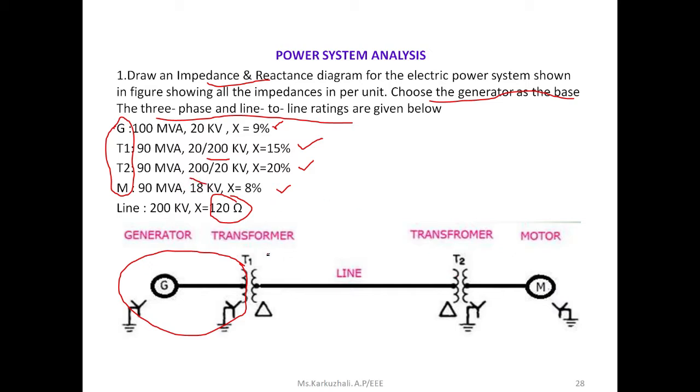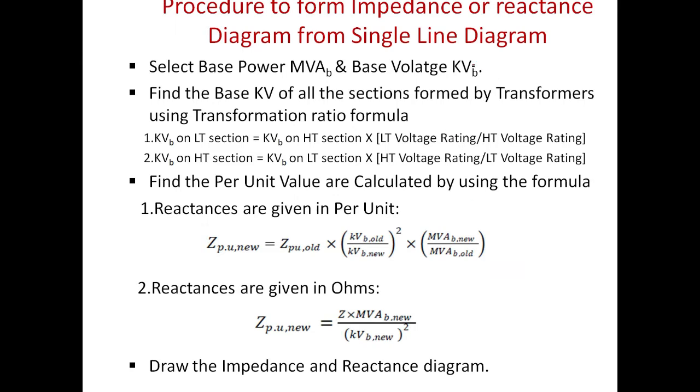So now the secondary winding of transformer 1 and the primary of transformer 2 together form section 2, because they are all at the same voltage level. And the transformer 2 secondary winding and the motor are in section 3. Okay, now we have formed the sections. The problem has 3 sections, and the procedure is, the first thing we have to select is the base power. According to this problem, the base power is 100 MVA.